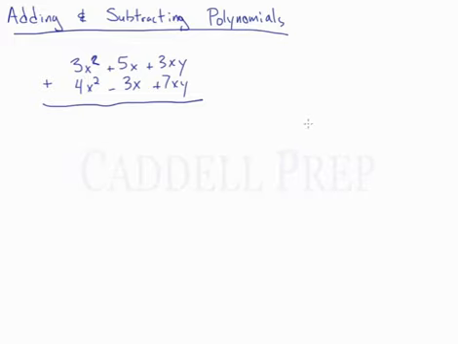Now let's take a look at adding and subtracting polynomials. So we have one polynomial, and we're going to add another one to it. I purposely wrote it this way so that the like terms line up. So we have the x squared lined up, the x's lined up, and the xy's lined up. So let's add these together.